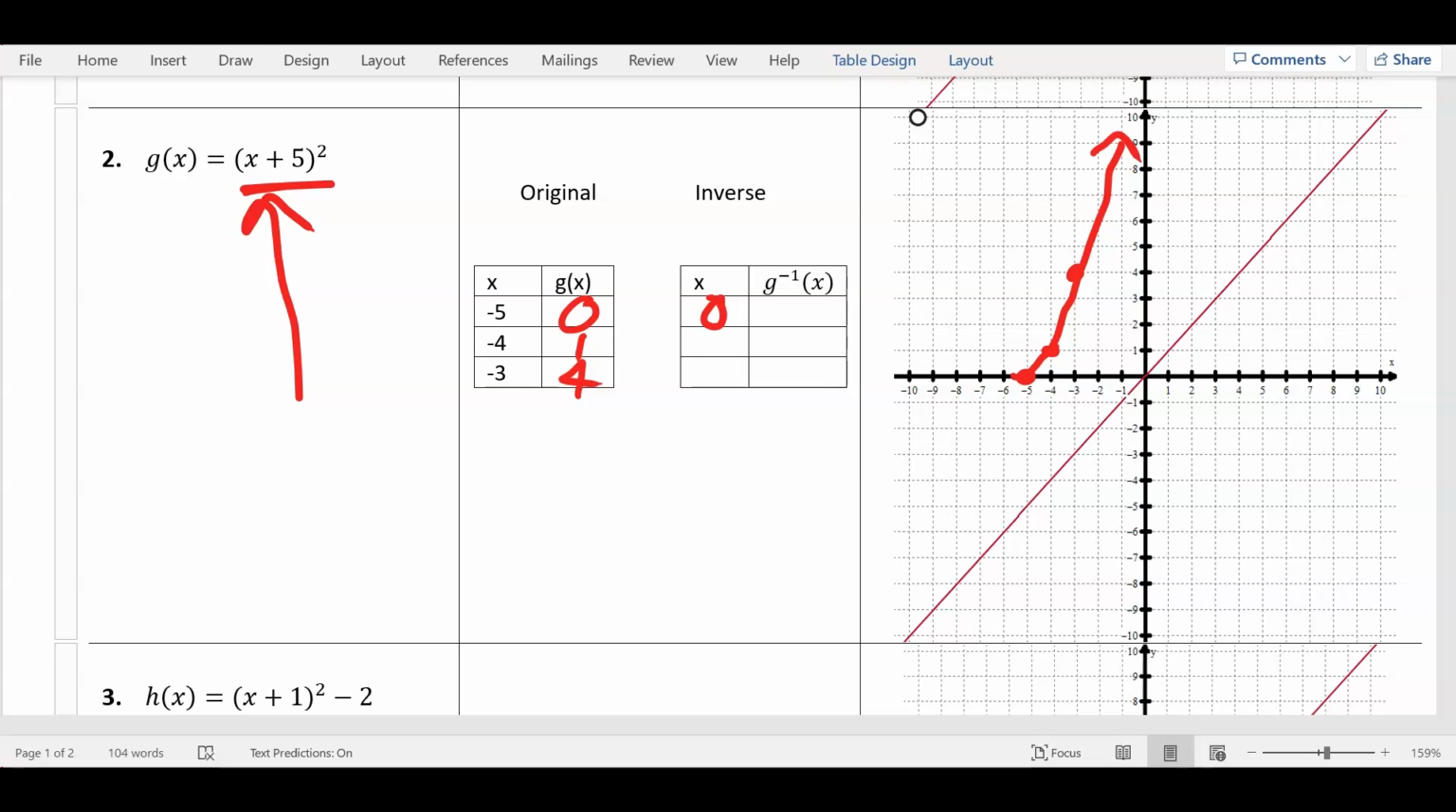Flip it. So 0, -5, 1, -4, 4, -3. Okay, let's plot these new points. 0, -5, down here. 1, -4, down here. 4, -3, right there. And if you connect that, you get a curve that is symmetrical across the diagonal line y equals x. So the main thing you got to remember is Control T to get the table, flip it around, plot both points. You're good. Okay. One more together.